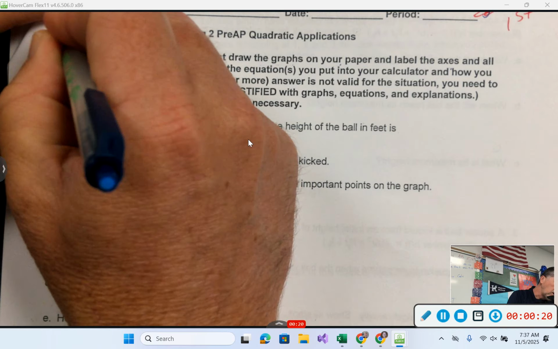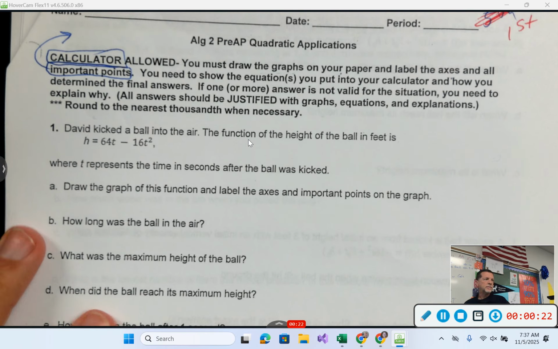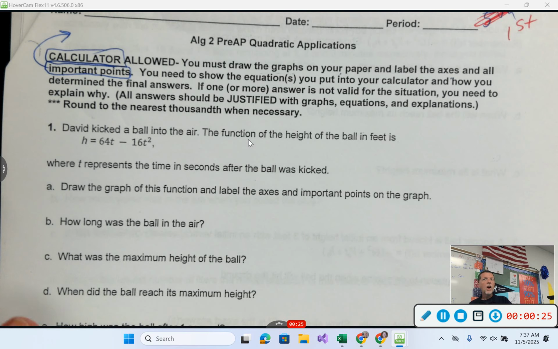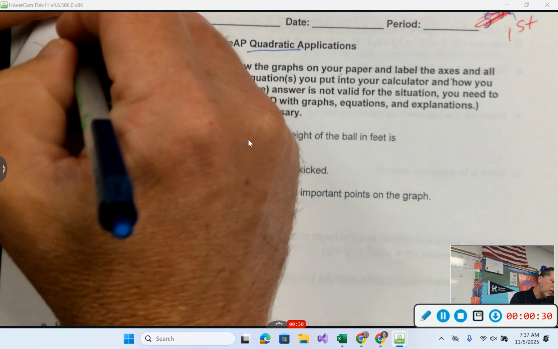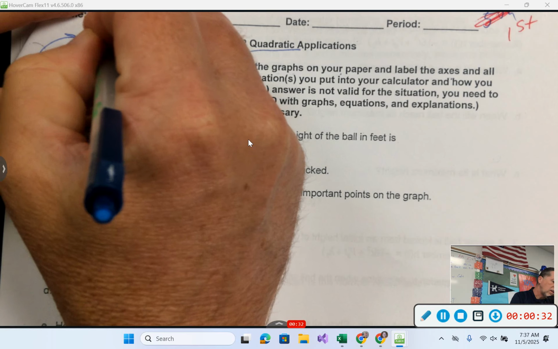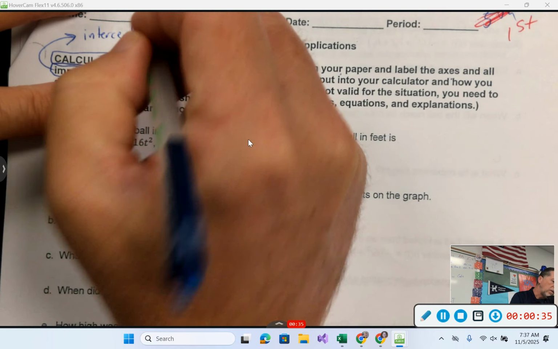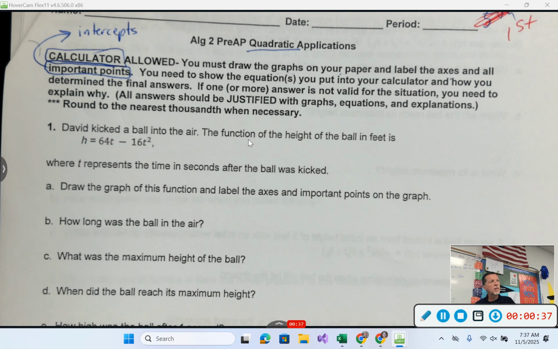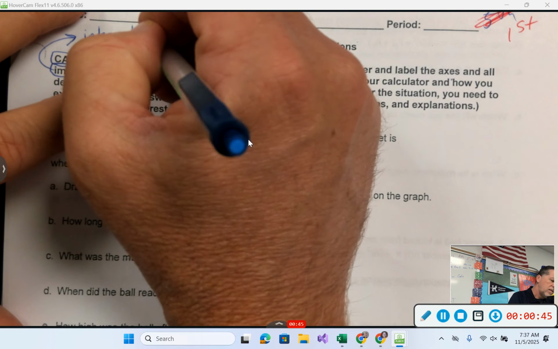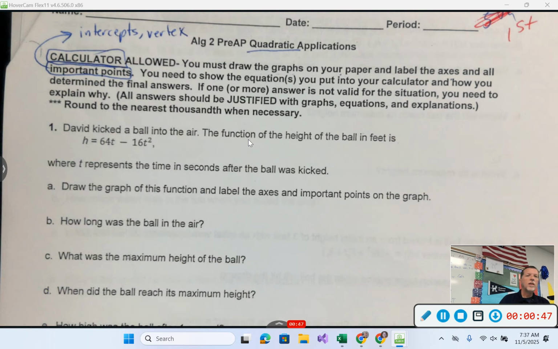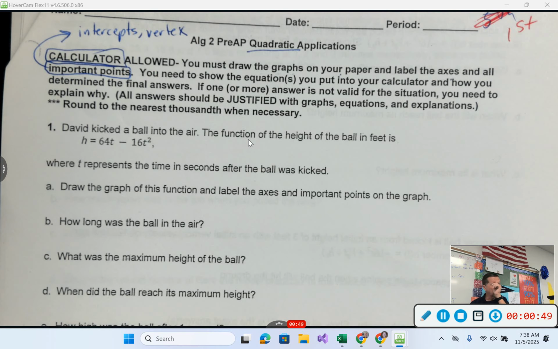I guess we should probably talk about what important points are. All of these are going to be quadratics. So intercepts definitely count as important points. So that would be x-intercepts and y-intercepts. And there's definitely one point of a parabola that's pretty important, the vertex. So we'll be making sure we label the vertex and the intercepts.